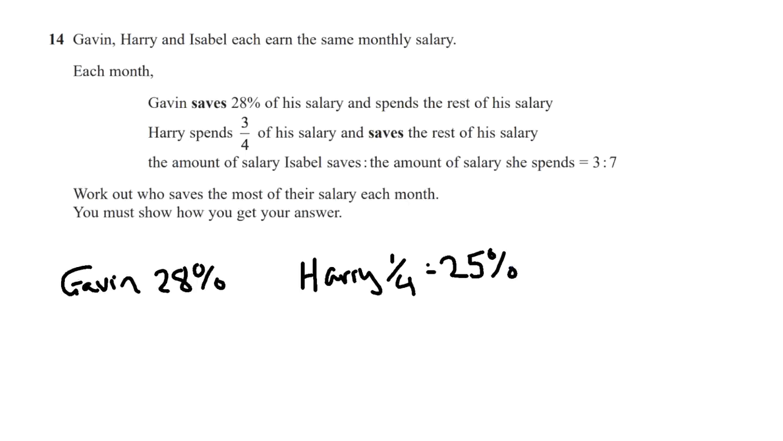Now, the amount of salary Isabella saves to the amount of salary she spends is equal to 3 to 7. What we need to do first is add the total parts together. So 3 plus 7 is 10. Okay. However, it says the amount of salary Isabella saves. So 3 out of 10 is the amount of money Isabella saves. So Isabella equals 3 over 10, which, converted into a percentage, is 30%. Therefore, Isabella saves the most amount of money.